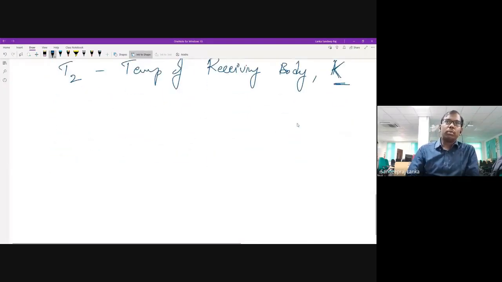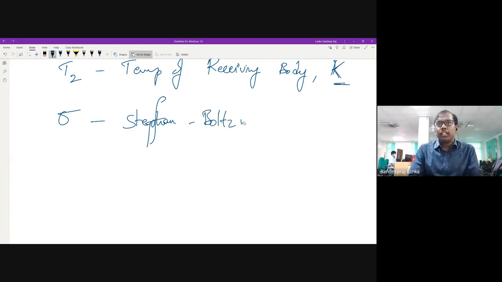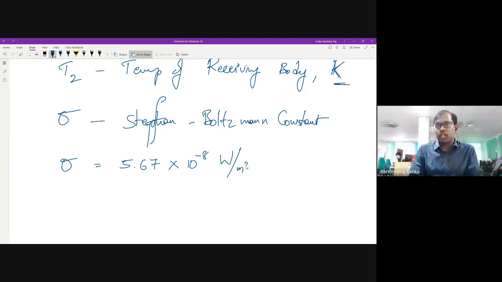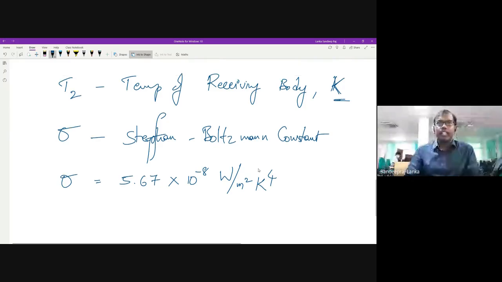Now let us move on to the proportionality constant sigma. This sigma is called the Stefan-Boltzmann constant. Sometimes it is written as F. Don't worry. The value of this Stefan-Boltzmann constant is sigma equal to 5.67 into 10 to the power of minus 8 watt per meter square Kelvin power 4 that you will get here.